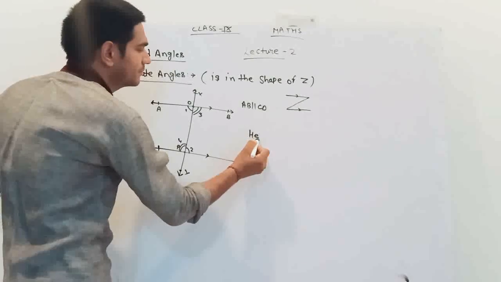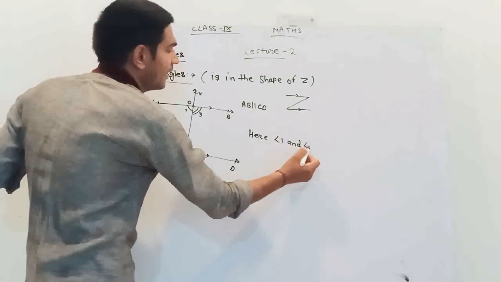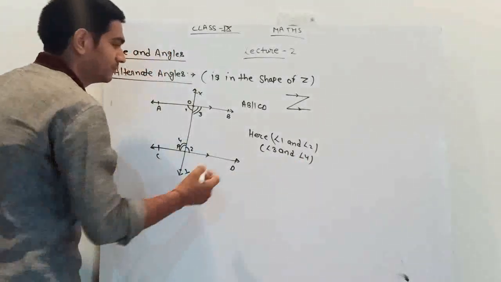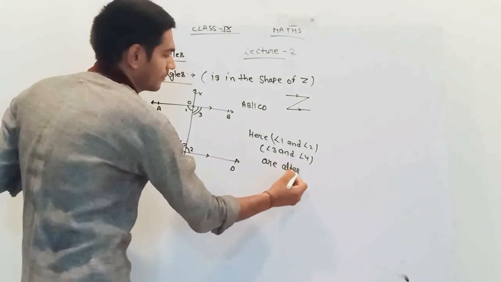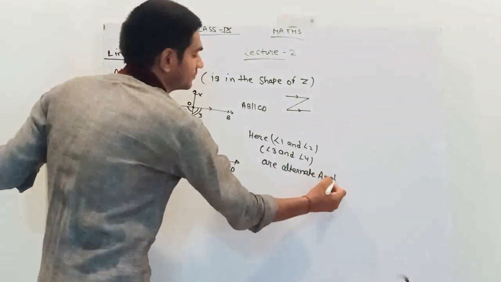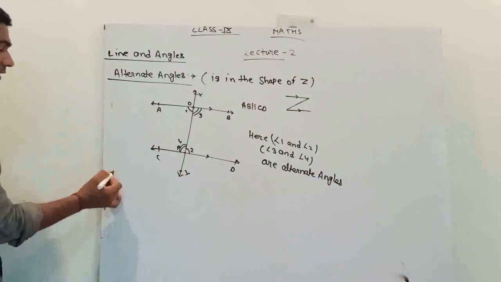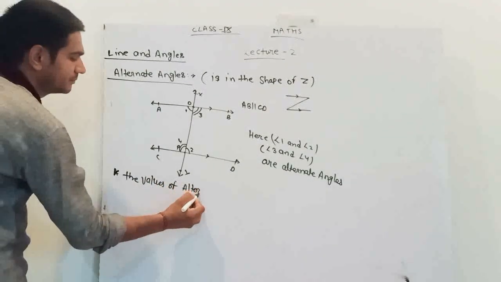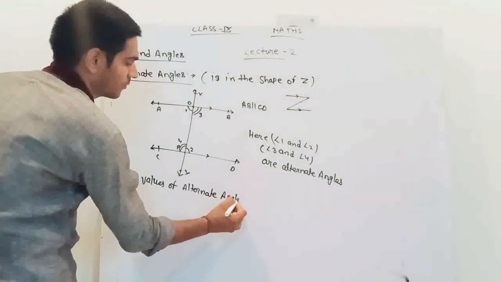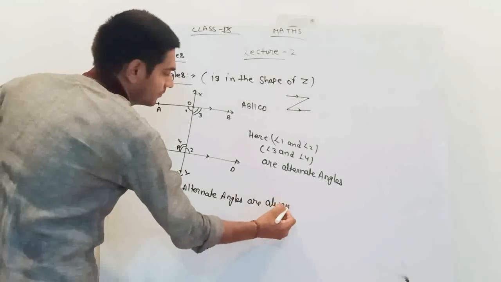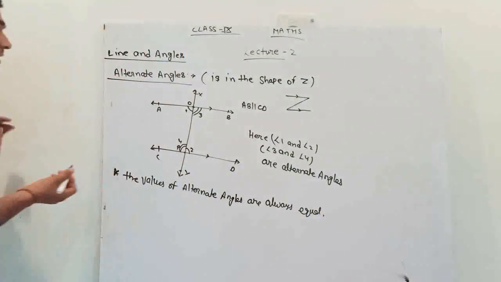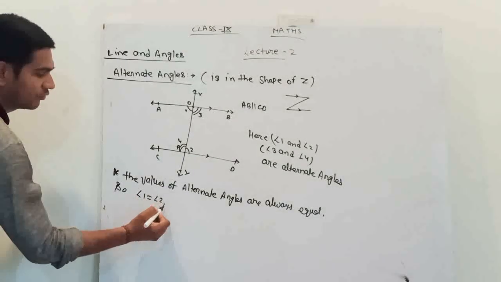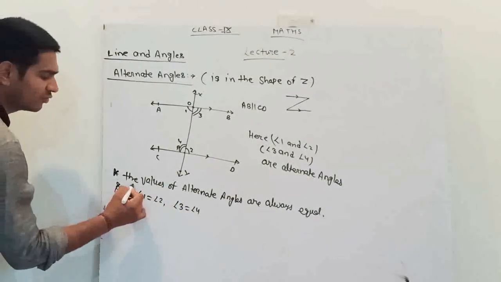Parallel. If lines are not parallel, then alternate angles are not forming. So here angle 1 and angle 2, and angle 3 and angle 4 are alternate angles. Now the theorem for alternate angles: the values of alternate angles are always equal. Alternate angles ki value kya hoti hai? Always equal hoti hai. So angle 1 is equal to angle 2 and angle 3 is equal to angle 4.